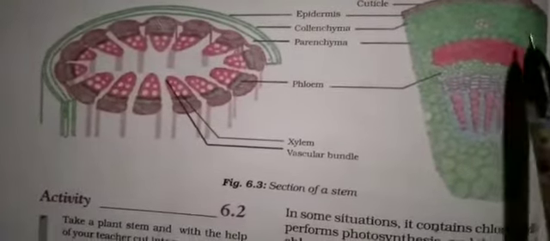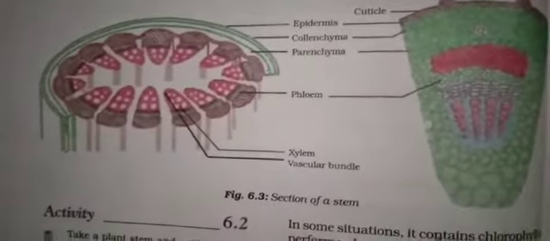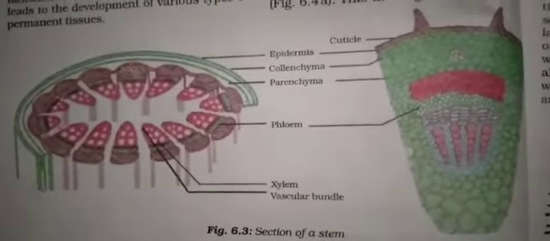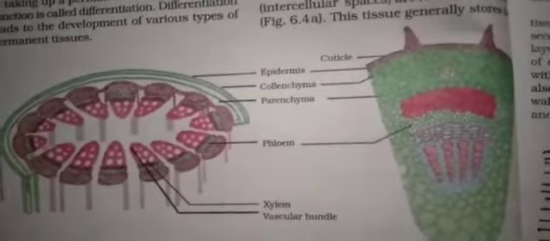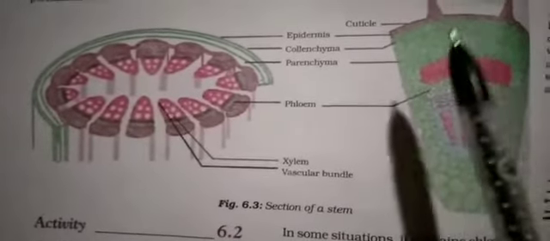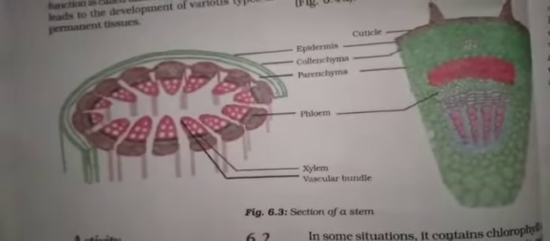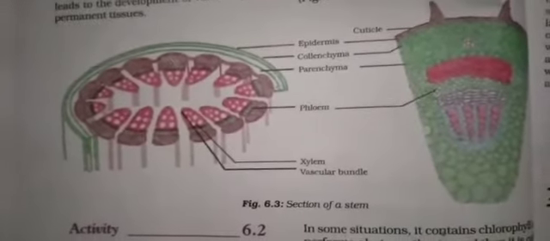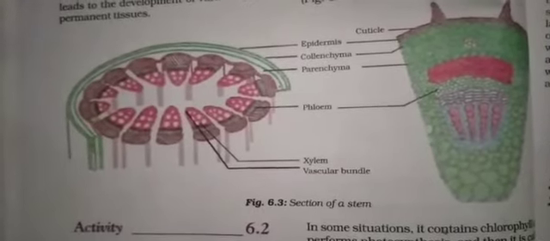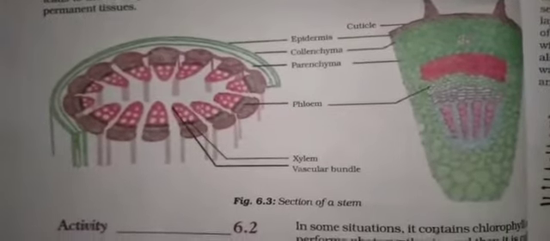The cells of the cork, all the tissues on this side, are dead and compactly arranged without intercellular spaces. These cells are arranged very compactly, so it will not have any intercellular spaces. They also have a substance called suberin in their walls, which makes them impervious to gases and water.